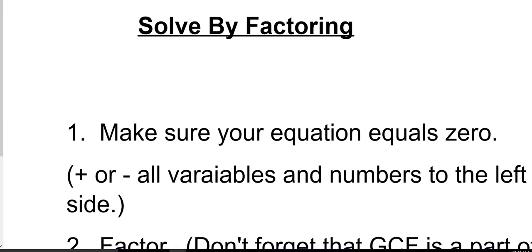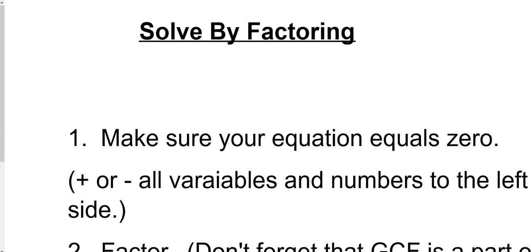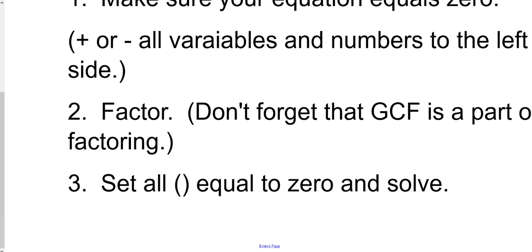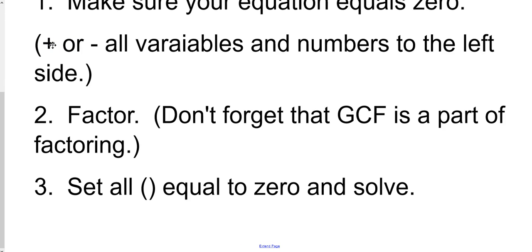Once you get it set equal to 0, all you've got to do is factor. Don't forget that GCF is a part of that, and then once it's factored, you set everybody equal to 0 and you solve. Just like when we were dealing with domain and you had to factor and set that stuff equal to 0 to solve. It's nothing crazy. You've actually done all this. We're just doing it again in 6.1, so it's nothing really new to you.